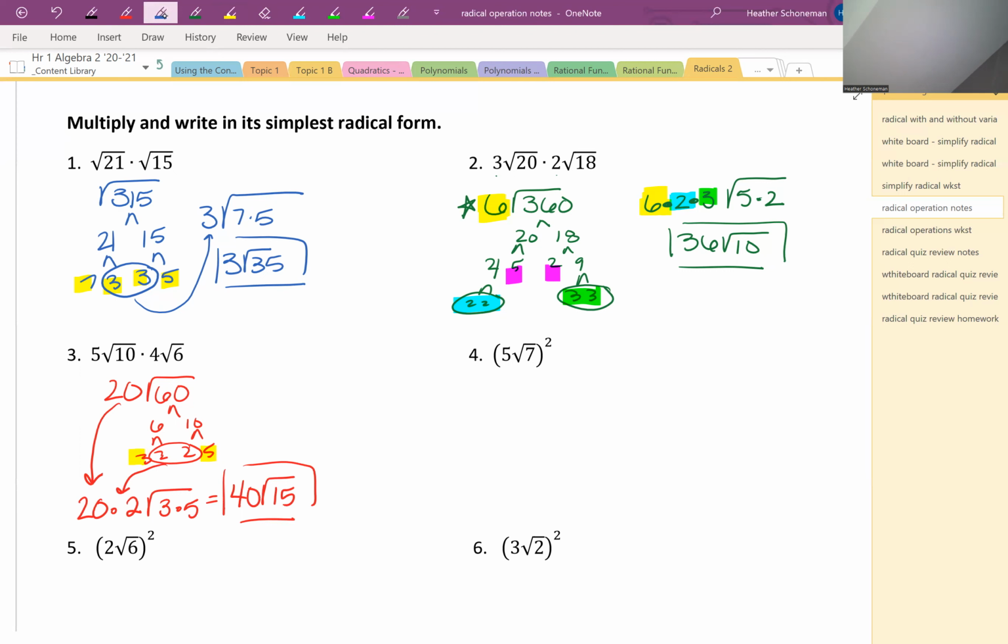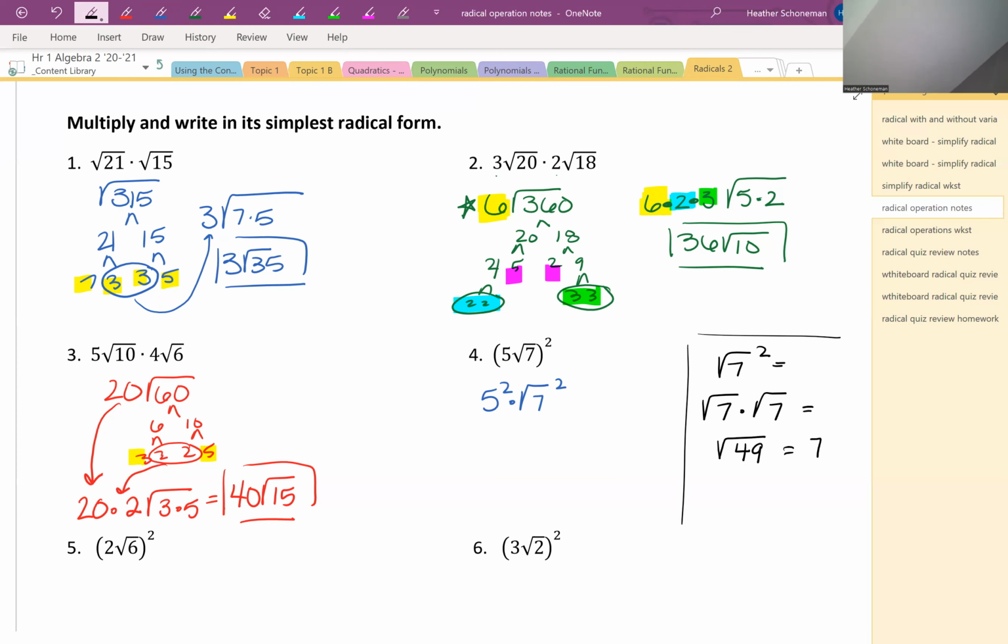Okay, the next thing we're going to do is square these radicals. And because inside the parentheses I have a monomial, meaning I don't have any pluses or minuses, I can just distribute this exponent. So this is really 5 squared times the square root of 7 squared. Now, off to the side, let's talk about what it means to be the square root of 7 squared. Well, if we square it, that means we need to multiply it by itself. So that's the square root of 7 times the square root of 7. Well, since they're both inside the radical, we can multiply them. So this is the square root of 49, which is just 7.